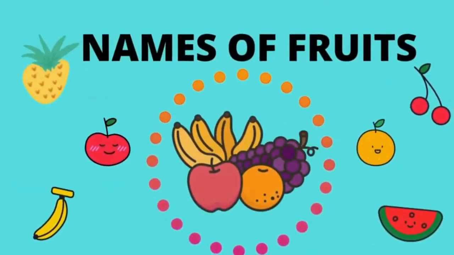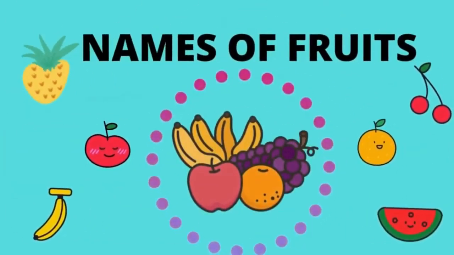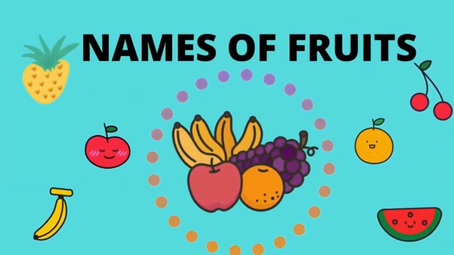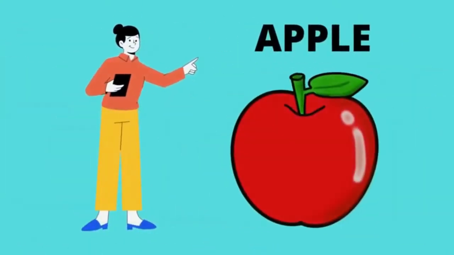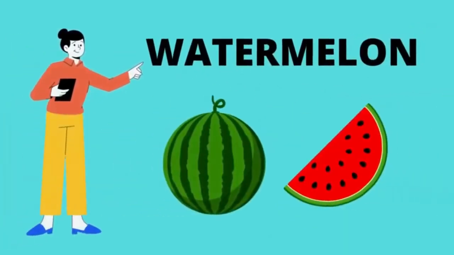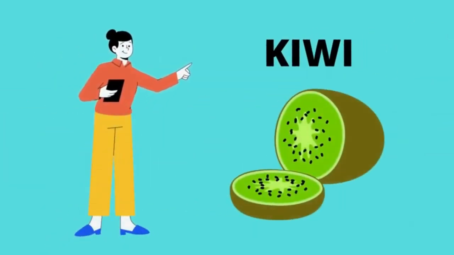Hello kids. Let us learn the names of fruits. Apple. A-P-P-L-E. Apple. Watermelon. W-A-T-E-R-M-E-L-O-N. Watermelon. Kiwi. K-I-W-I. Kiwi.